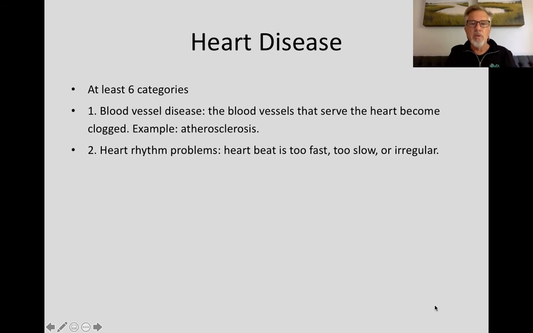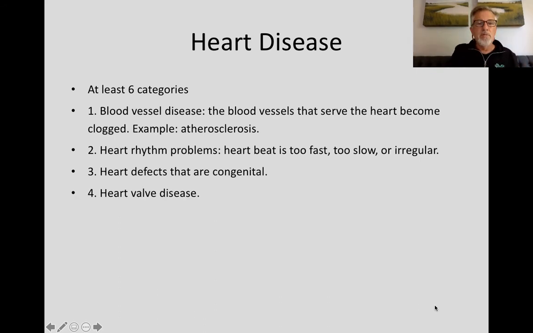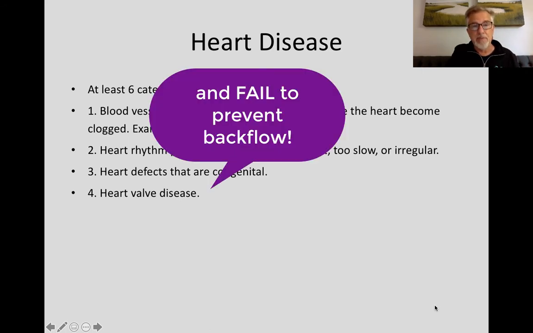Second, there are heart rhythm problems. The heartbeat may be too fast, it may be too slow, or it may be irregular. Third, there can be defects in the heart that you are born with. These are called congenital defects. Fourth, there can be heart valve disease. The valves themselves can become diseased and prevent backflow, at least partially, and that becomes a problem.